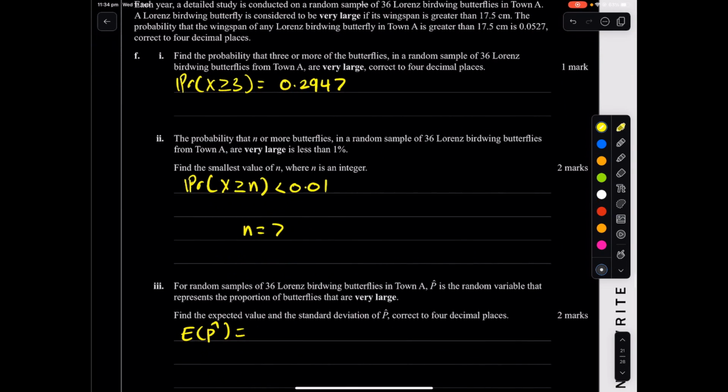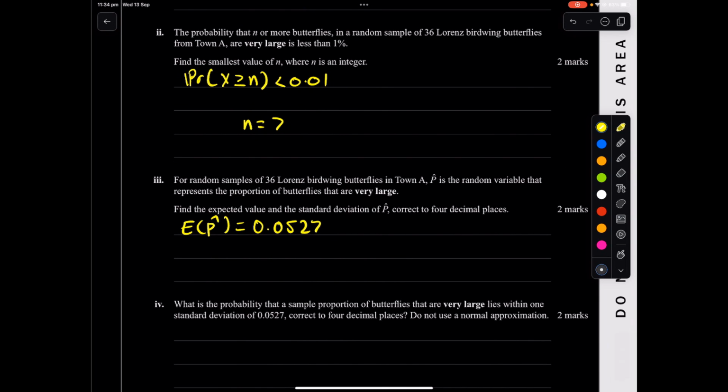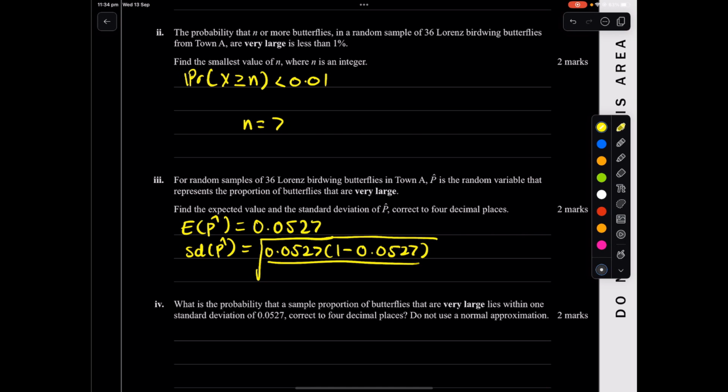This is all in your formula sheet, by the way, these formulas. And your standard deviation, the SD for this value, is just the square root of P, which in this case was 0.0527, times 1 minus your P value again, 0.0527, all over your N value, which is 36. That should equal to what?